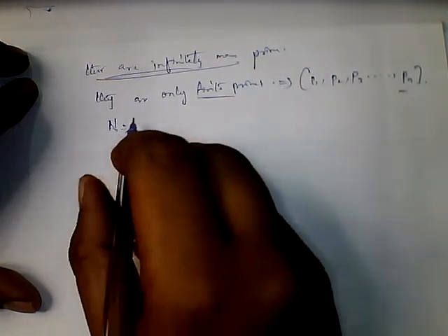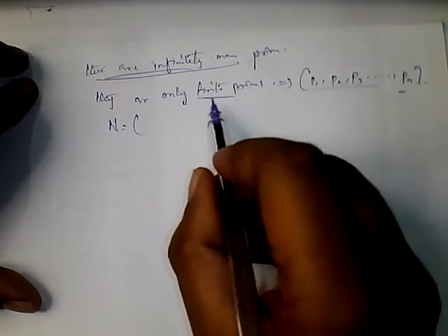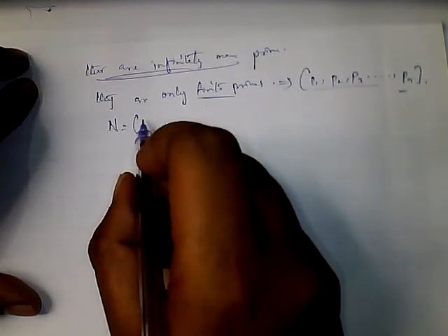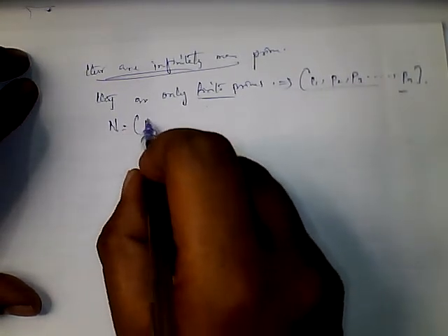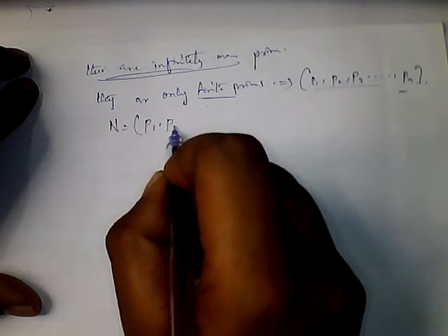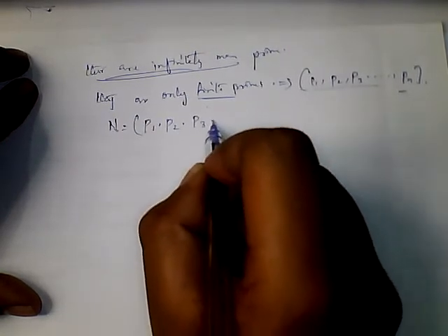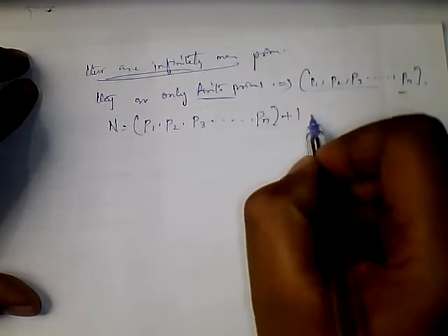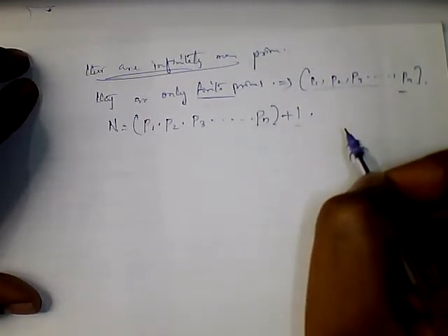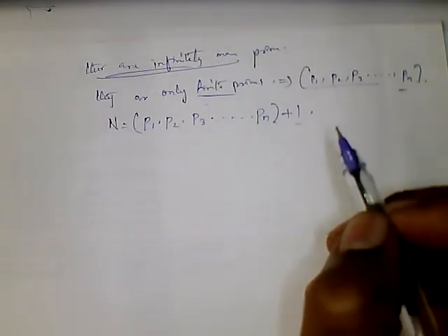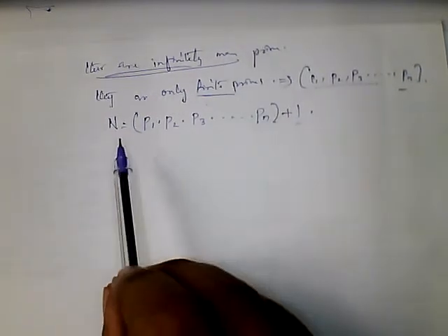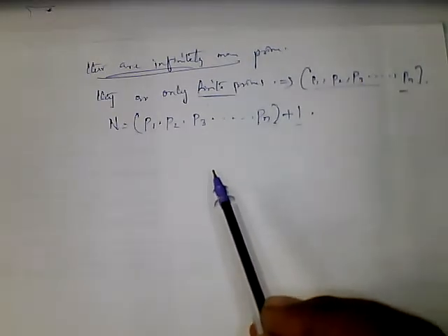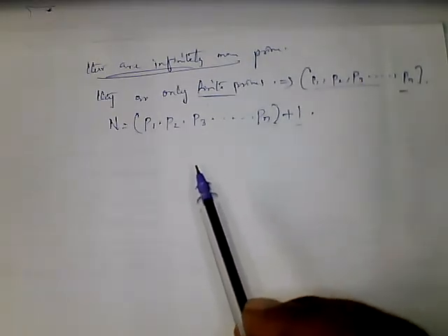Now I'm using all those finite primes, multiplying them: p1 into p2 into p3 and so on into pn, plus 1, just adding this plus 1 at the end. Alright, now from this we can say that n does not belong to this finite set of primes.